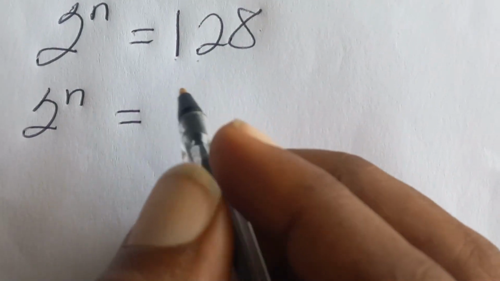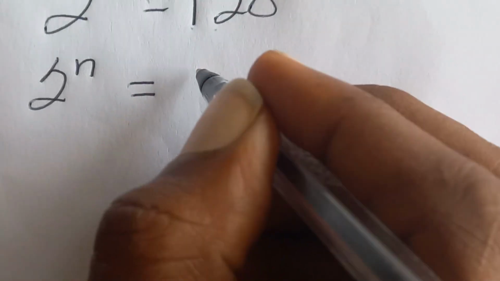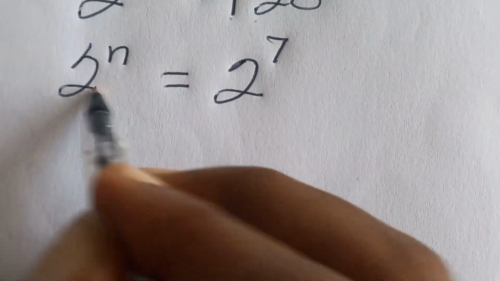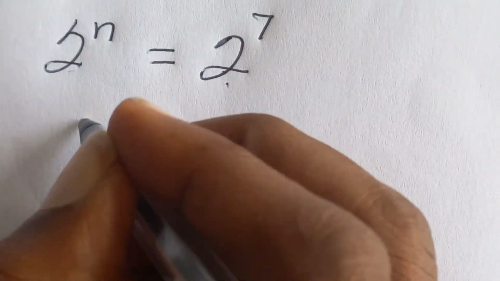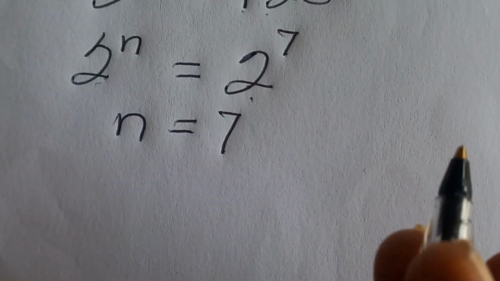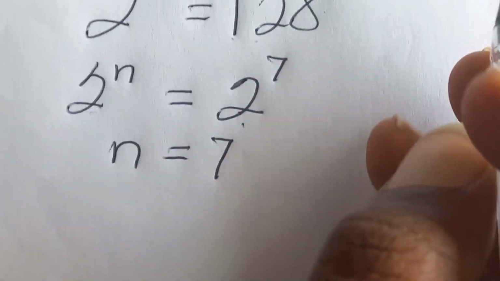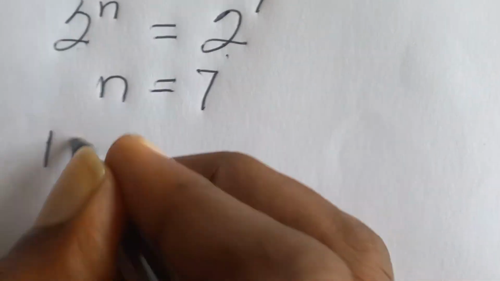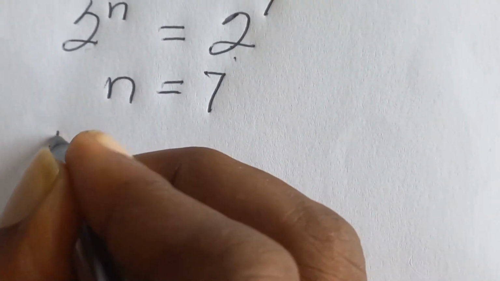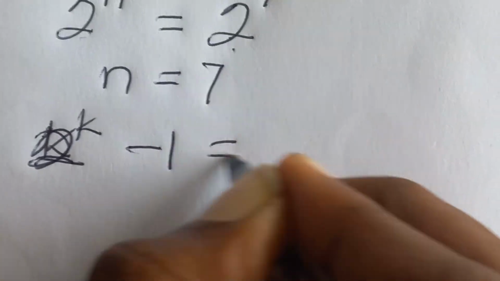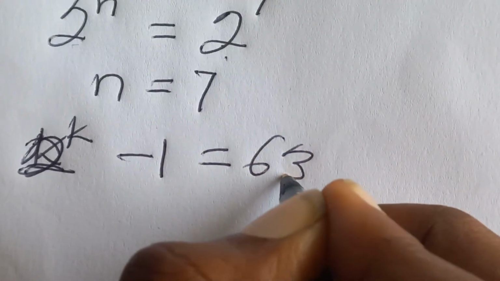Okay, so from here, 2 exponent n is equal to 128. We can express it in an index form. So we can say that 2 exponent 7. Okay, since the bases are the same, we equate the exponents. So n is equal to 7. Now, then we take the one in the bracket and equate it to 63. So we have 2 exponent k minus 1 is equal to 63.